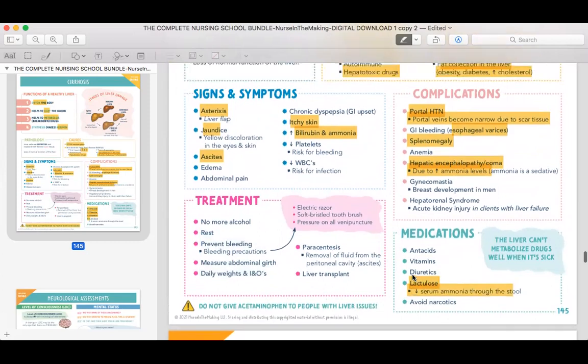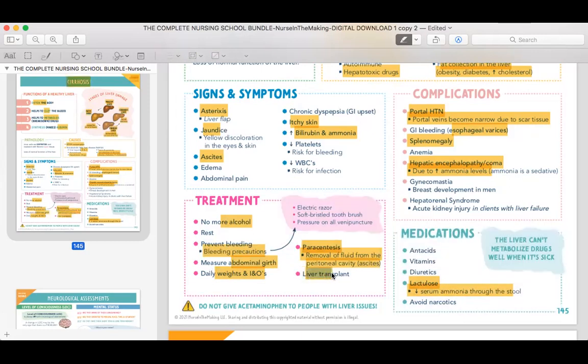And the only way you find out if the medication is working is if they have improved cognition, right? Treatment: no alcohol, on bleeding precautions because they can't clot since the liver isn't functioning anymore. Monitor intake and output and weights because of the decrease in albumin, abdominal girth because of the ascites, paracentesis, right? To remove the fluids from the peritoneal cavity, or you can have a liver transplant.